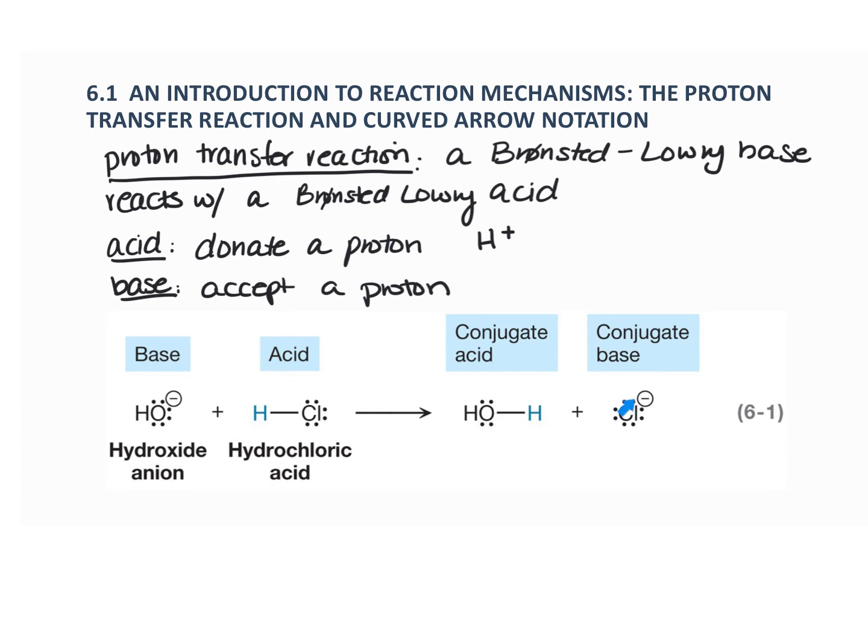And then the conjugate base is the species that results after the acid loses the proton. So HCl has lost a proton, and it has formed a conjugate base here. This is an important definition. We will refer back to acid, base, conjugate acid, and conjugate base. So make sure you understand that.